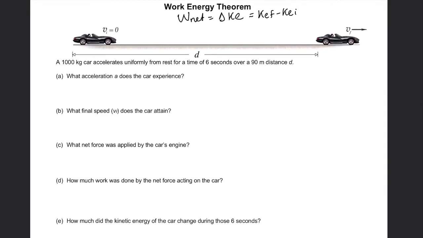So let's weave together some of our old kinematics information with the equations that we'd use on the board. Here we have a 1,000 kilogram car. That's a mass, and it's traveling for 6 seconds, that's our time, over a distance delta x of 90 meters. So here it maybe is x initial of 0 and an x final of 90. It starts from rest, v equals 0, and goes to some final velocity. All right, what acceleration does the car experience?